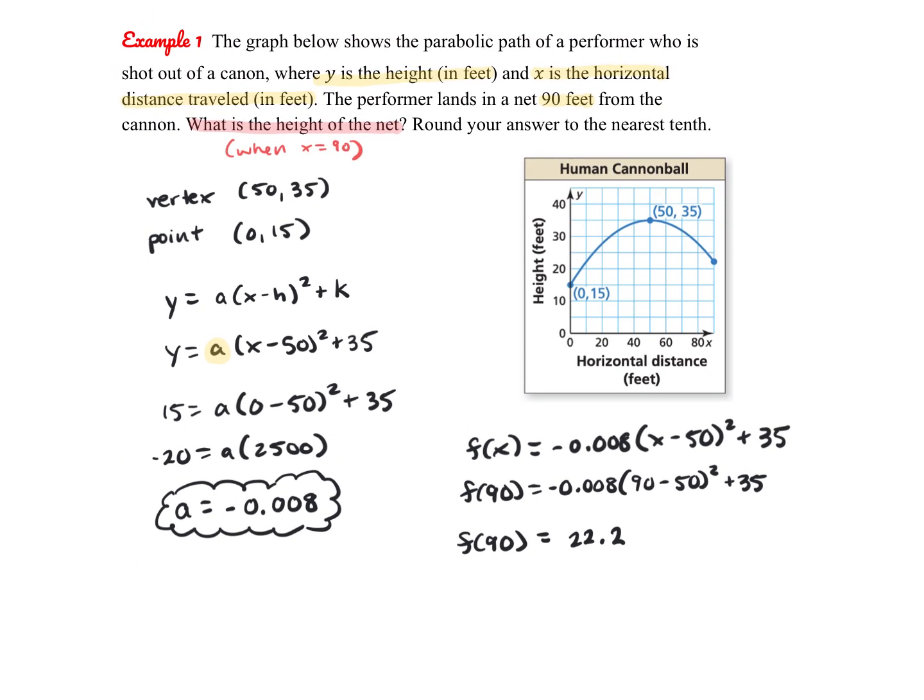So that means if it asks what is the height of the net, we would say 22.2 feet. We'll just make sure to include the proper units for our final answer. So again, it was important for us to be able to create this model of this quadratic function so we could then answer this question about a y value given an x value.